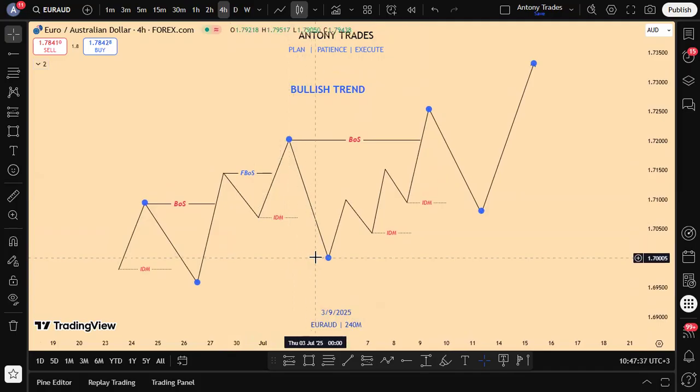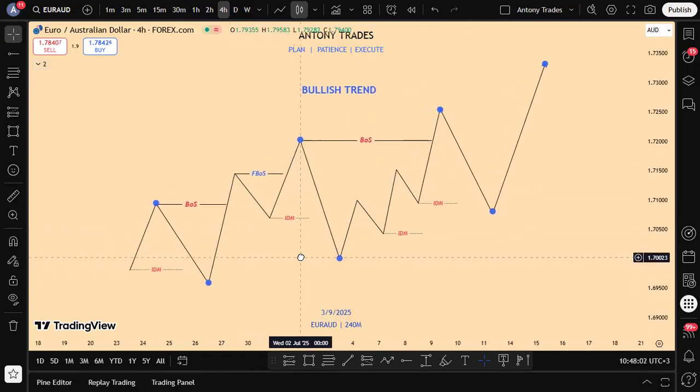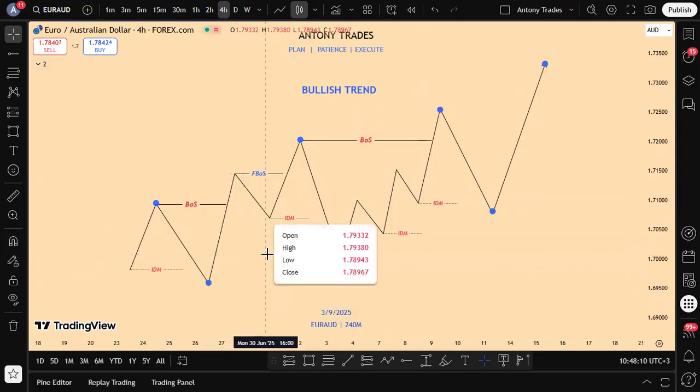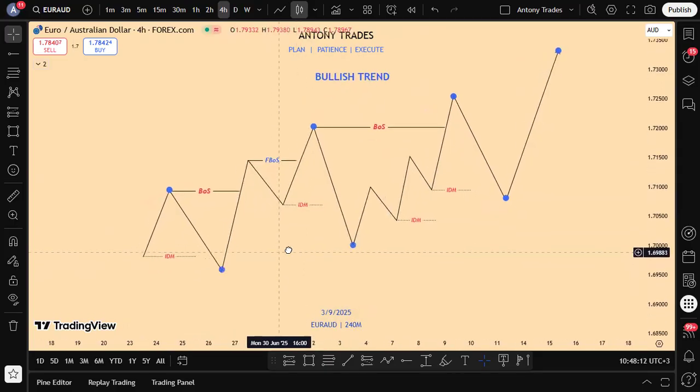I know a beginner will face a lot of challenges to identify a valid break of structure and also a change of character, because in the market you can see a break of structure and a change of character everywhere. But the question is, are you able to identify which break of structure is tradable and which change of character you can take part in? Don't worry, because that is what we are going to do today.